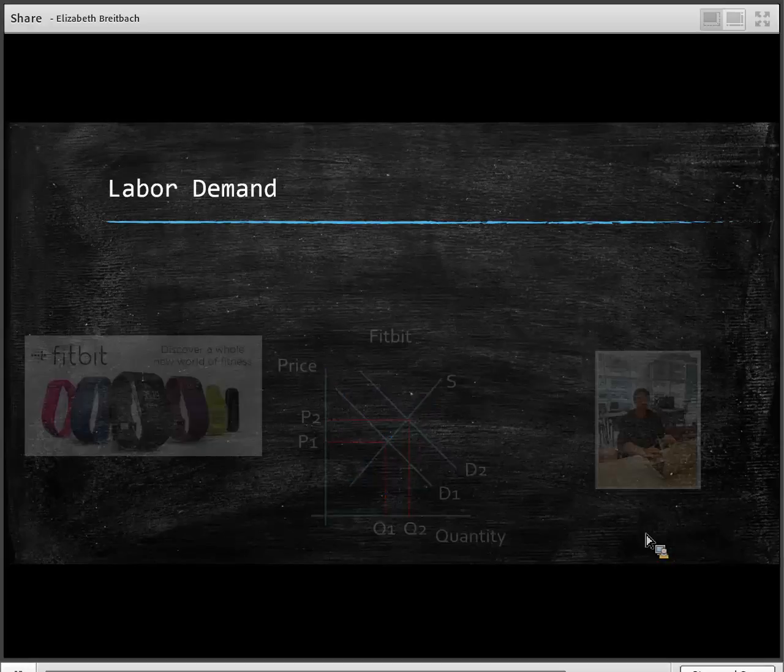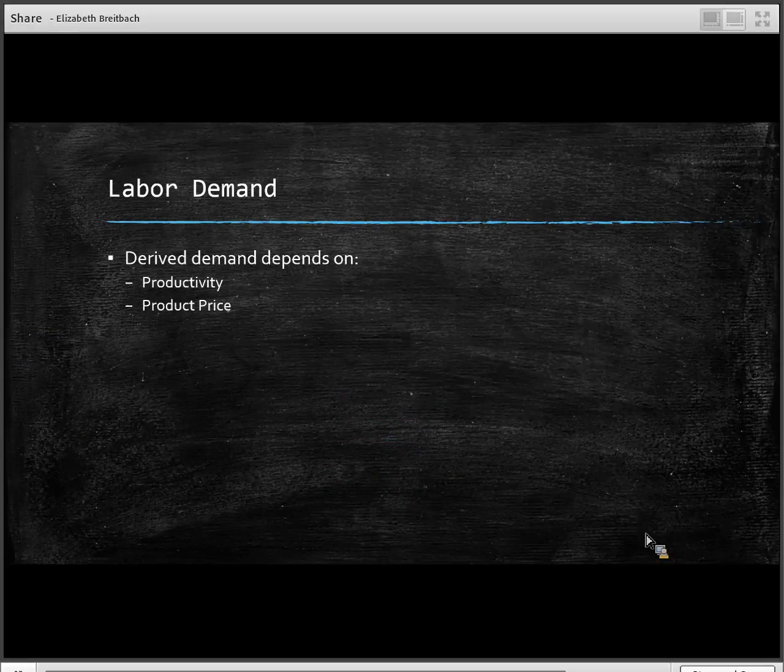All right, so the derived demand is going to depend on how productive our labor is. So when we're thinking about the labor market, how productive is this input? How much output can this individual or this resource produce?